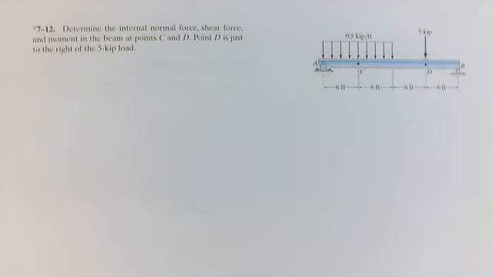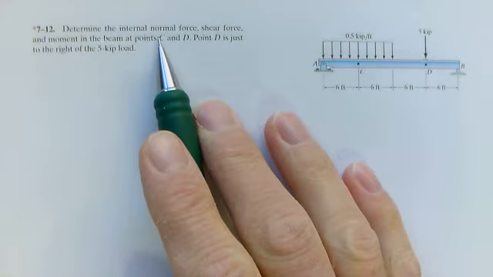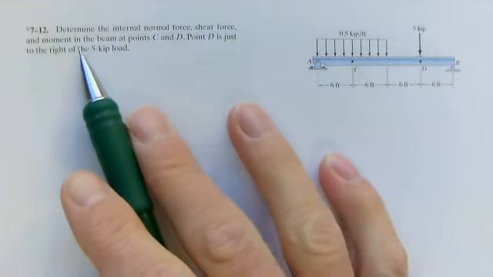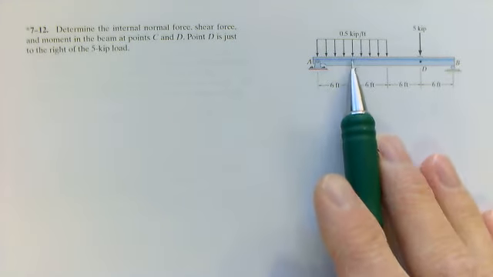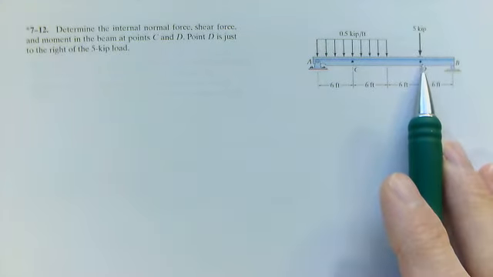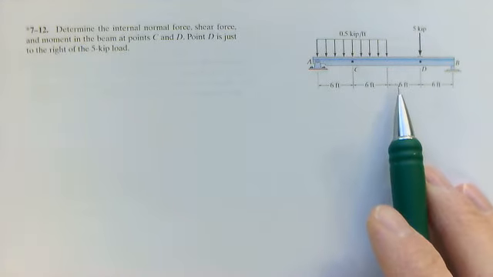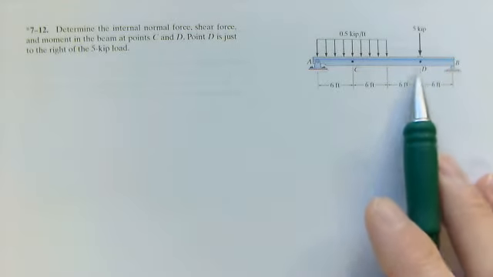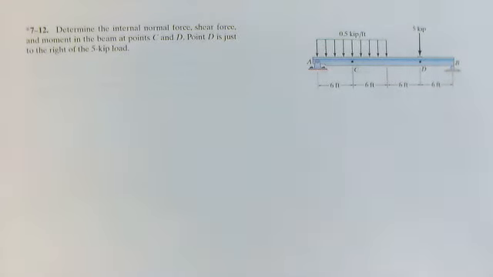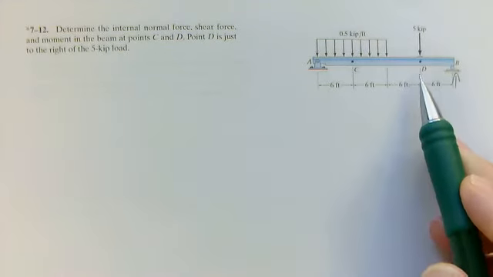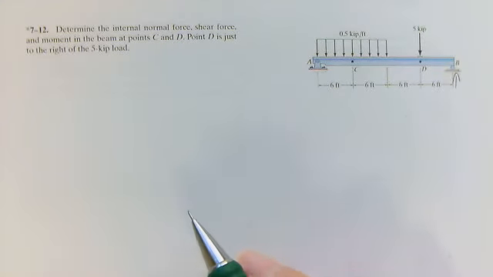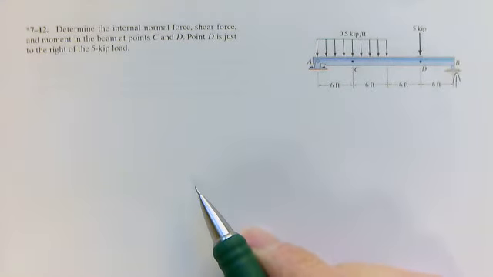Problem 7-12. Determine the internal normal, shear, and moment in the beam at points C and D. Point D is just to the right of the pipe tip load. So I'm going to work this from the right. I'm going to solve for the reaction at B, then cut it at D, and then cut it again at C, and I don't need to know the reactions at A.